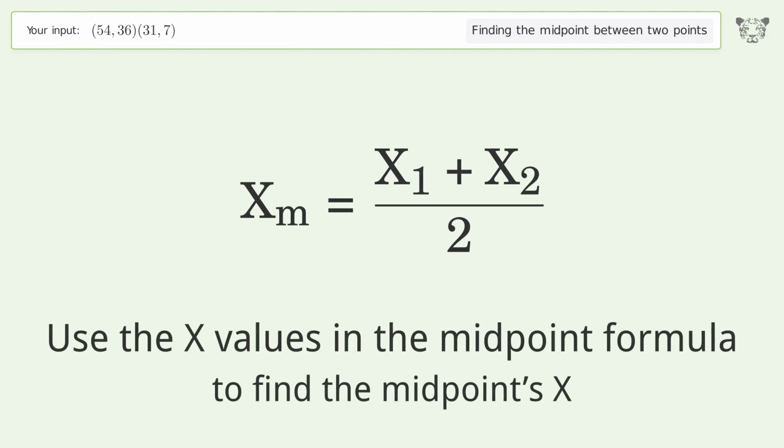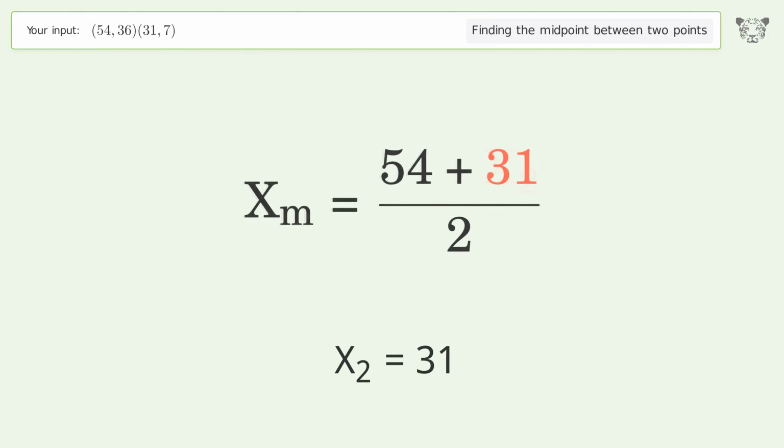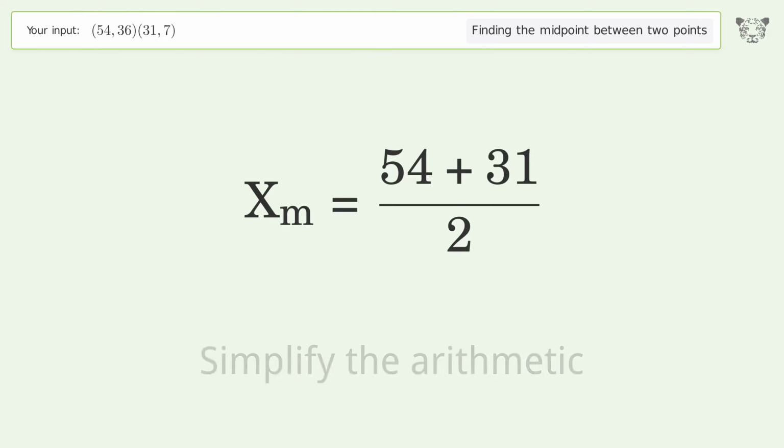Use the x values in the midpoint formula to find the midpoints x. x1 equals 54. x2 equals 31. Simplify the arithmetic.